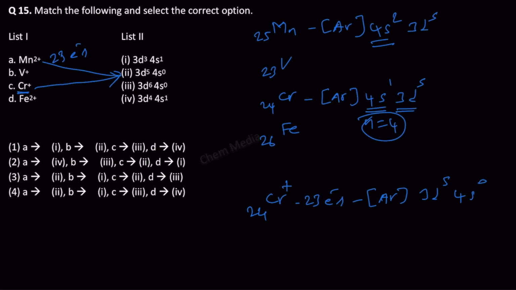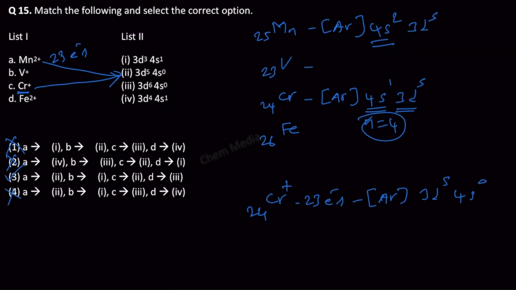Where C is matching with 2 and A is also matching with 2, that option is given only in 3. So therefore, option 3 should be correct.